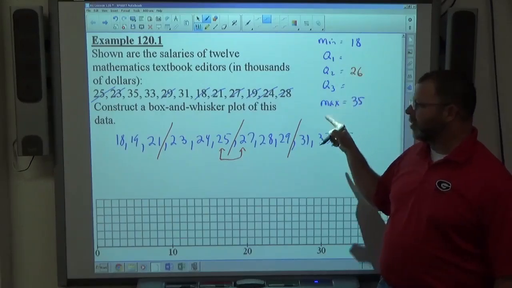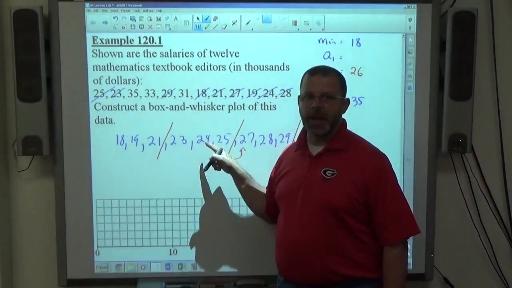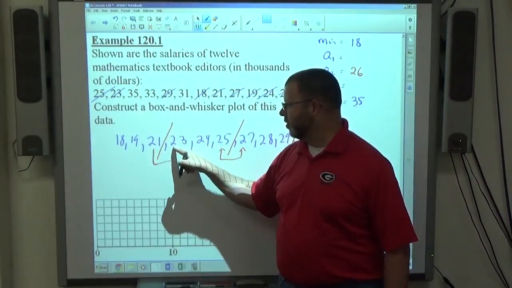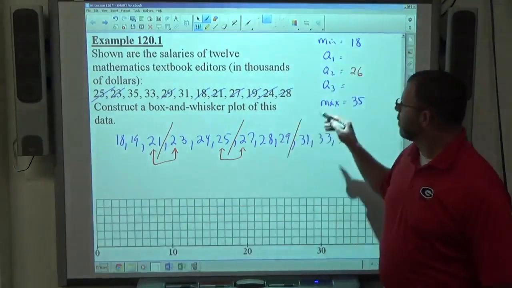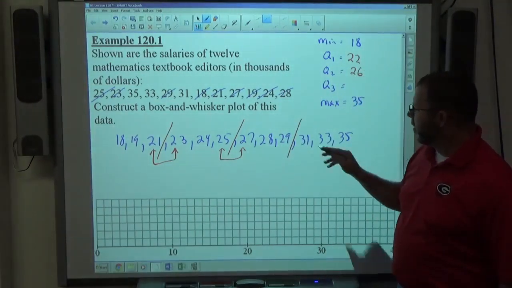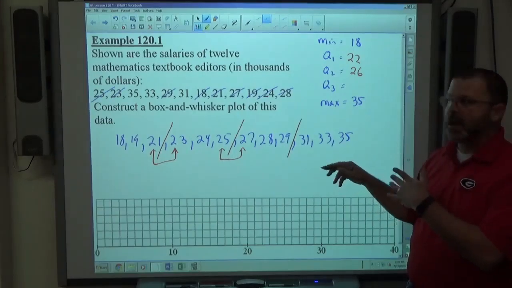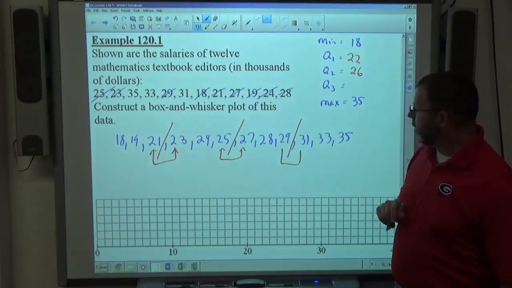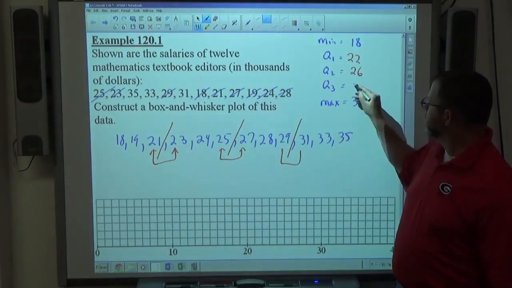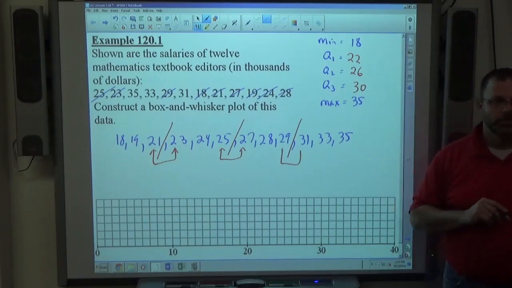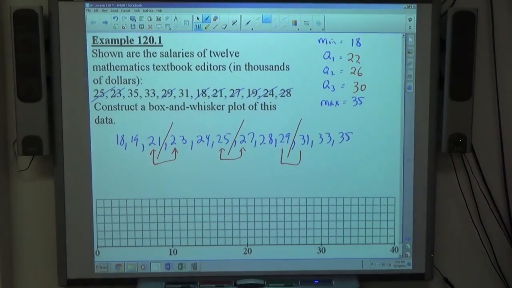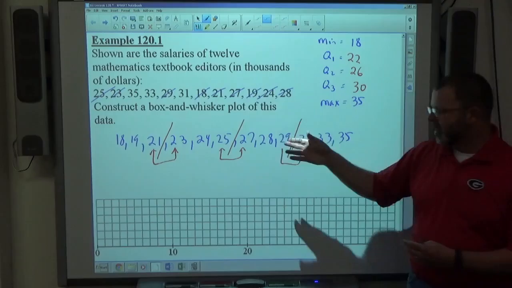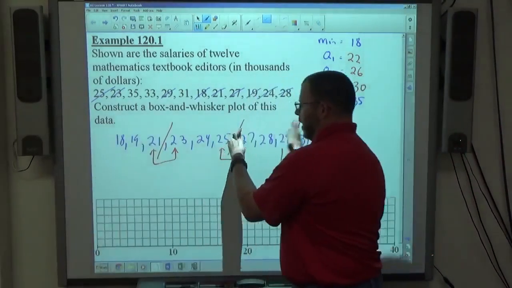The first quartile is just the median of the first half of the data, or it's just the average of these two. 21 and 23 averages 22. And the third quartile is just the median of the second half of the data, 29 and 31, which would be 30. All right, so that's all the quartiles are. It's just the median, and then the median of the first half, and the median of the second half.